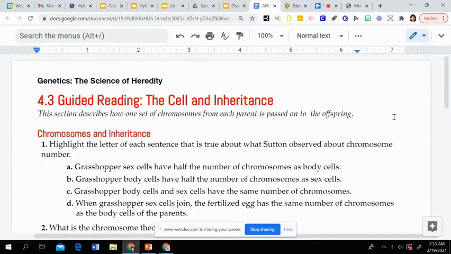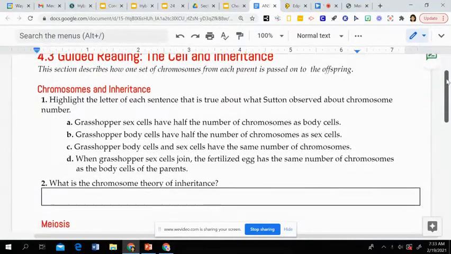Alright guys, we are going to go over our 4.3 guided reading notes here. So make sure you are checking your answers and fix anything you need to.